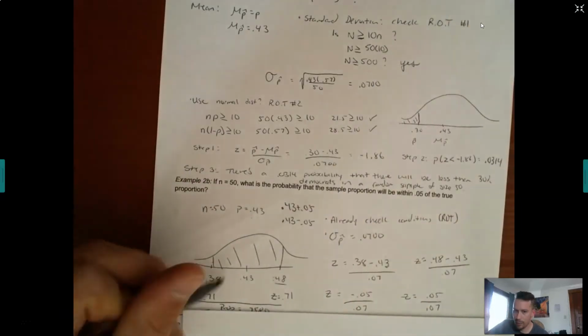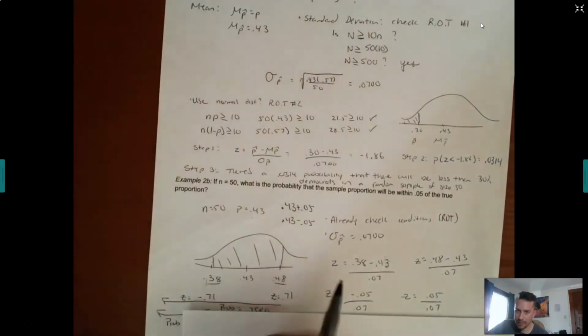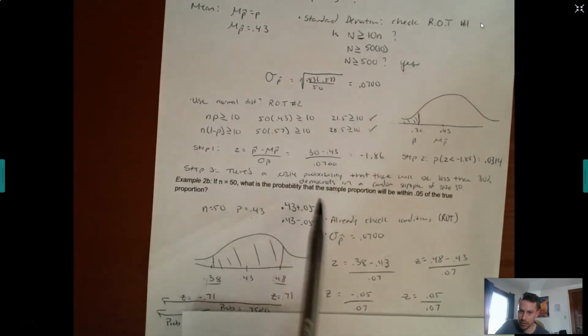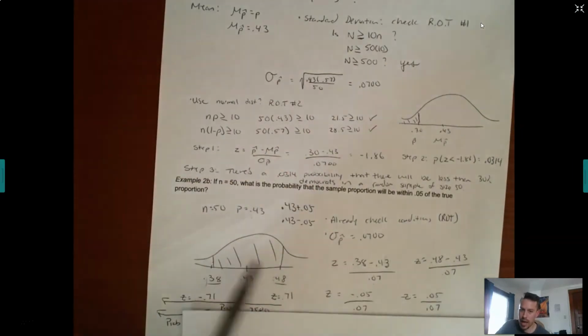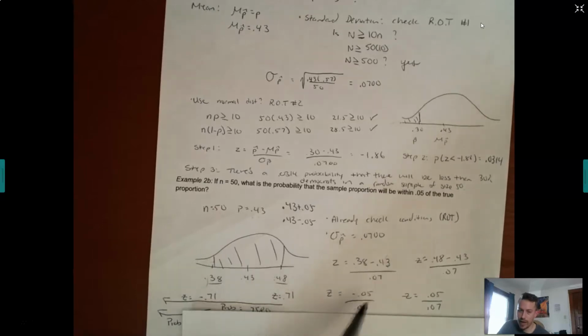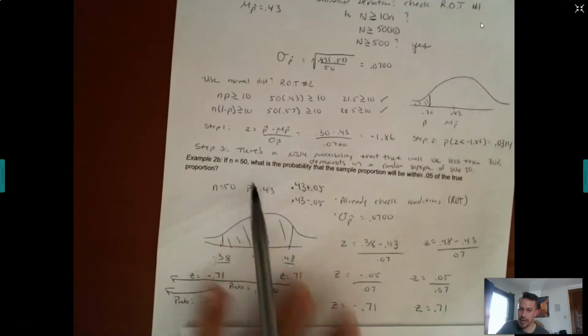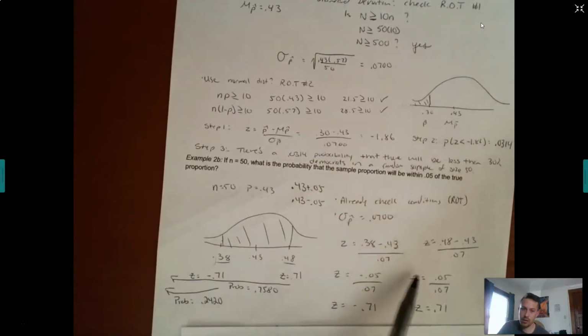So I'm going to start off for 0.38. So we have p hat minus the mean divided by the standard deviation. The mean and the standard deviation that we found before, p hat that we have from the question. 0.38 minus 0.43 is negative 0.05. Divide that by 0.07 to get negative 0.71. So we do the same thing for 0.48. We subtract, divide, and we get 0.71. So we have negative 0.71 and 0.71.